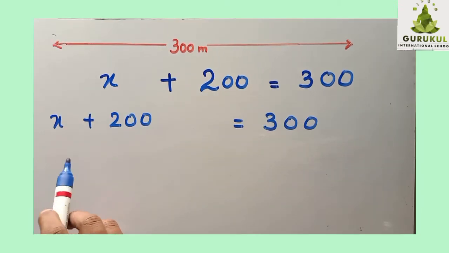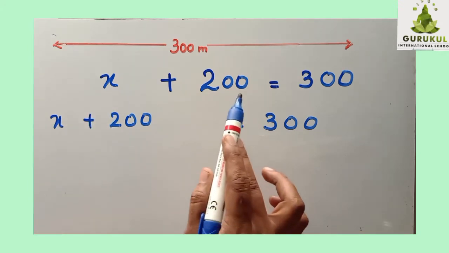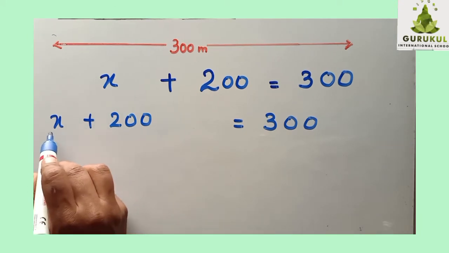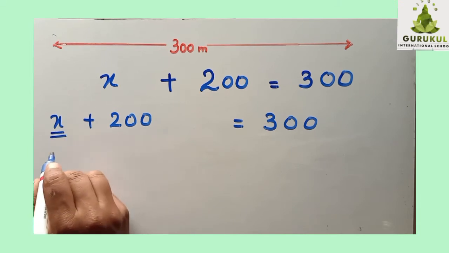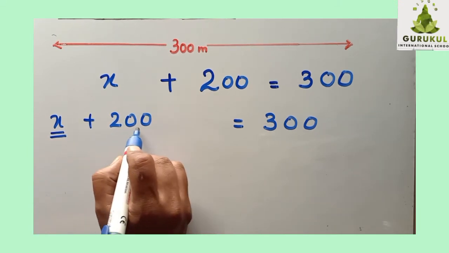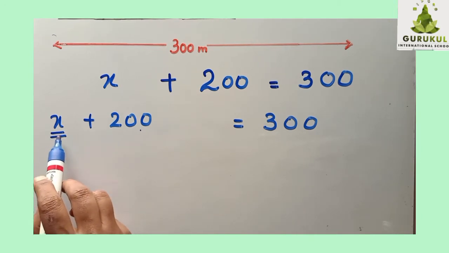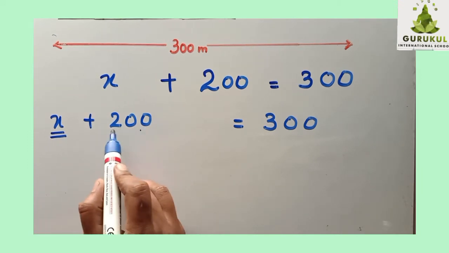Now here my aim is to find the value of the variable. I wrote this equation. Now I want to find x, so I want only x here. I will keep x only here, but I don't want 200 here. Is it clear? I want to find the unknown value, the distance from school to the shop. That is x. So I want to remove this 200.